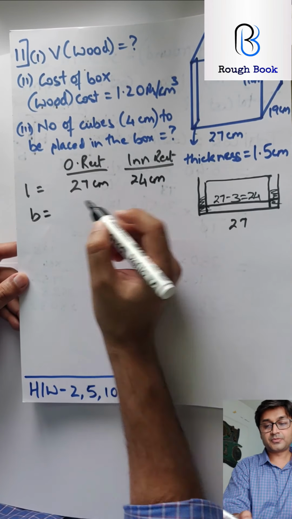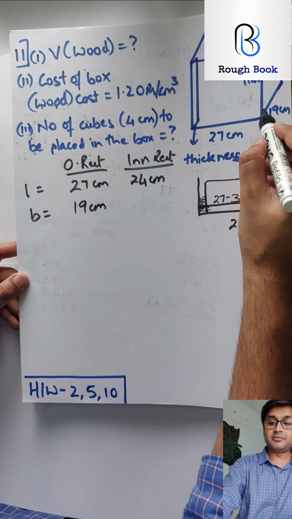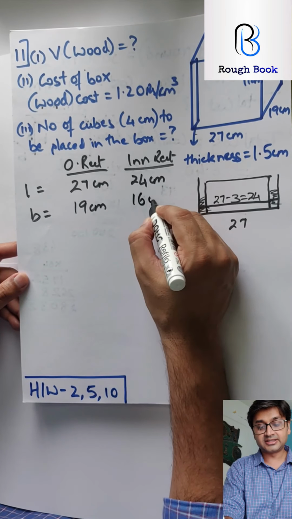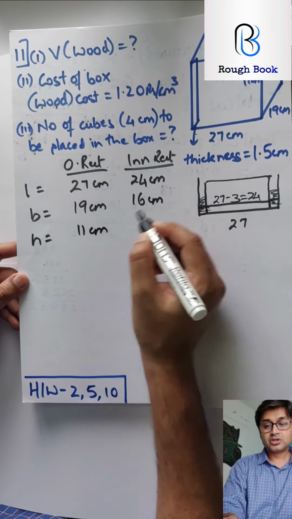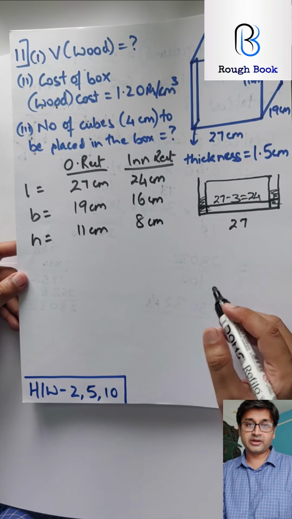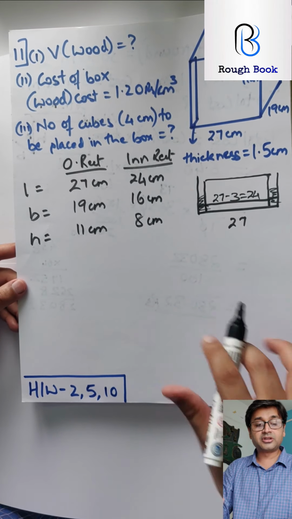Likewise breadth, outer rectangle 19, so inner will be minus 1.5, minus 1.5, so minus 3, that is 16, and height is 11. So inner height will be 8, because you are subtracting 3 everywhere because of the thickness of the wood that is there. Okay. Now what is the cost?